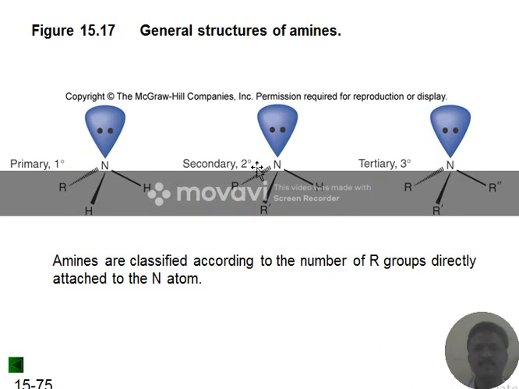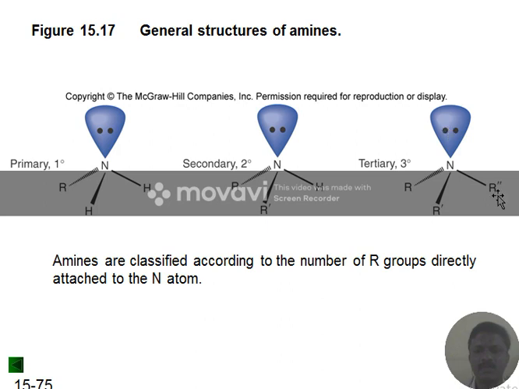Then what is the general structure for the amines? This one is the primary amine, because only one R is replaced, hence it is called a primary amine. Then secondary, two R's are replaced, and under the tertiary, total 1, 2 and 3, three R groups are present.